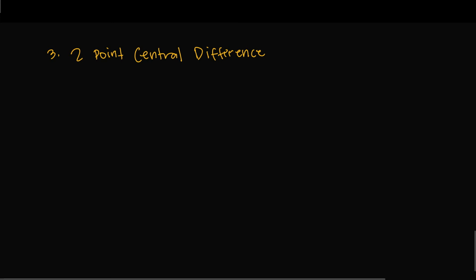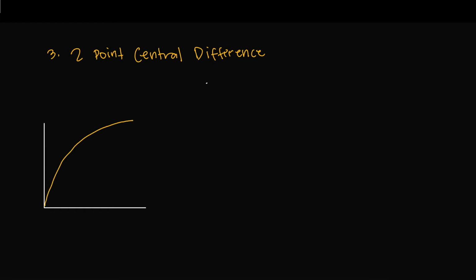Let's consider a graph right here and a set of points. The point right here is the base point x sub i. This one will be x sub i plus 1. In 2-point central difference, these 2 points right here will be connected to create a tangent line right there. That will be our approximate derivative. Now for the true derivative, let's put some labels. This one will be the approximate derivative, while this one will be the true derivative.